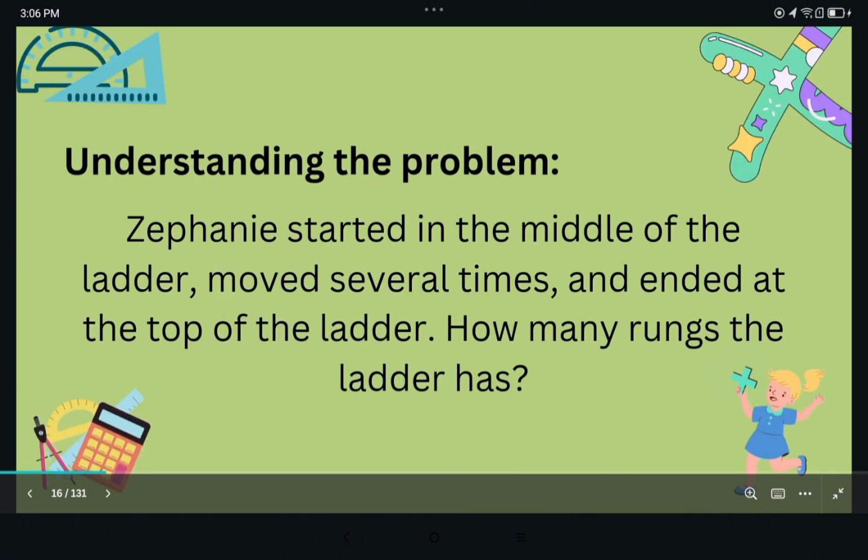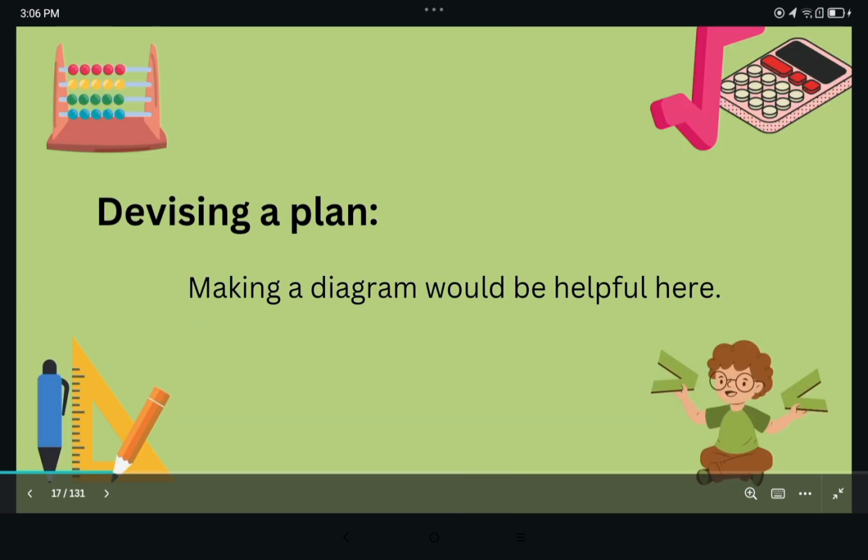Stephanie started in the middle of the ladder. She moved several times in different directions, and she ended at the top of the ladder. How many rungs does the ladder have? We want to find out how many rungs the ladder has. So there's our problem. Devising a plan.